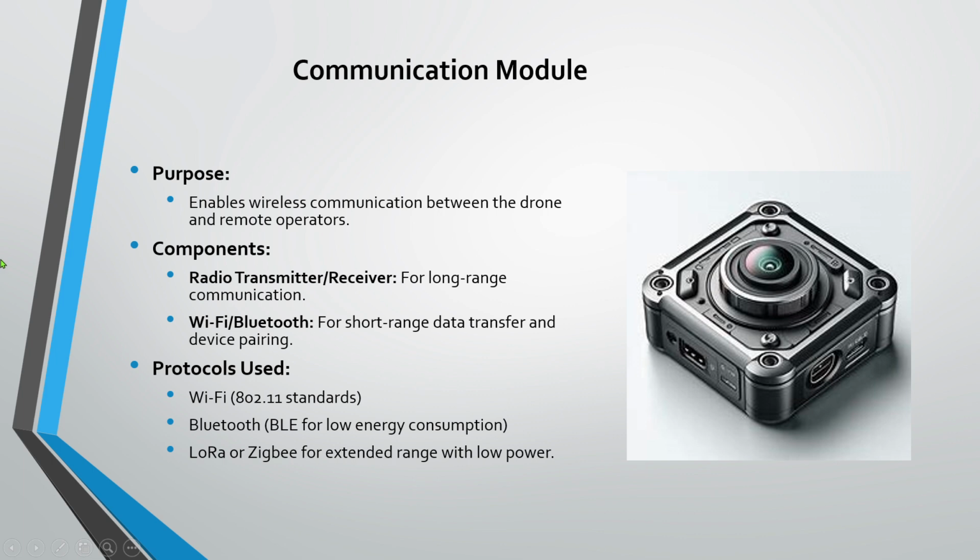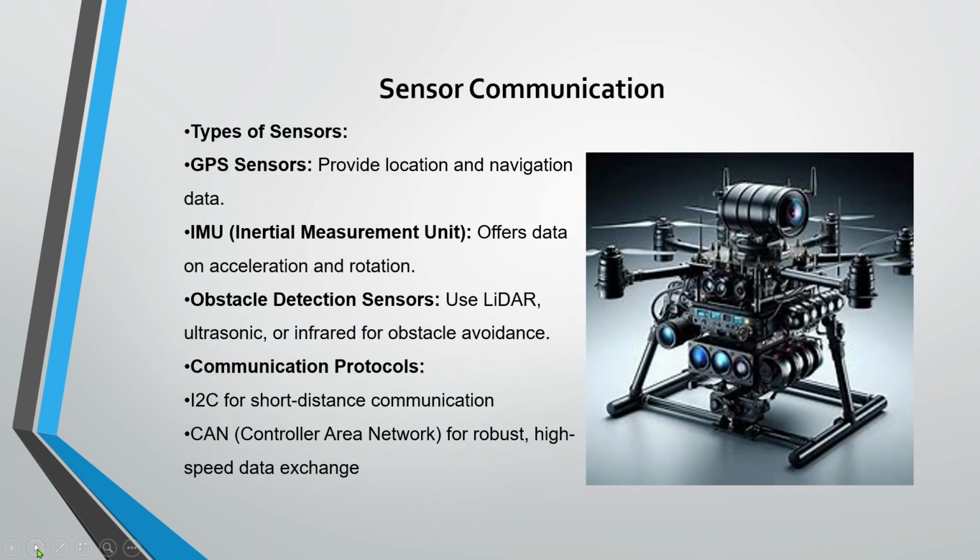In the communication model, the protocols we use are Wi-Fi, with the newest version of the 802.11 standards, and Bluetooth, which we can use for low energy consumption, and LoRa and Zigbee for extended range at low power. So these are the communication model components. Now next, let's move on to sensor communications.